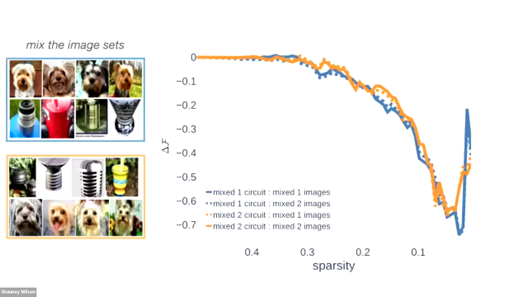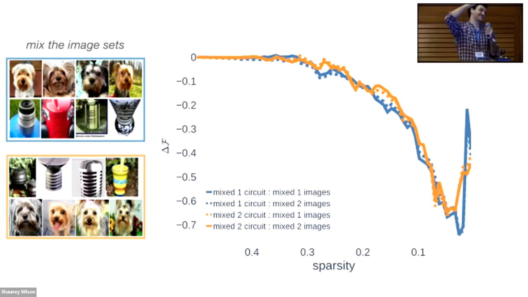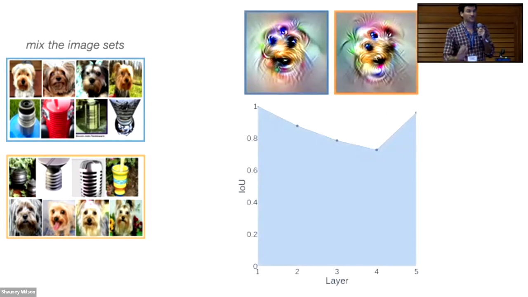Okay, and just as a sanity check, what happens if we mix the image sets? This doesn't hold, right? The image set 1 subnetworks work just as well as image set 2 subnetworks. You don't get the same pattern. And we can look at two particular subnetworks at a sparsity, and you'll see that they totally overlap. It's the same subnetwork. So you have to find the right cleave in the data.